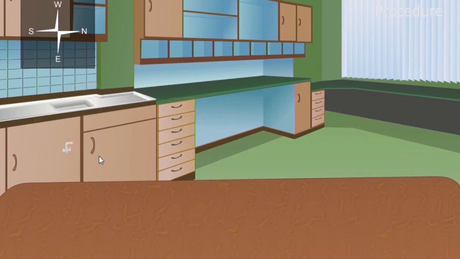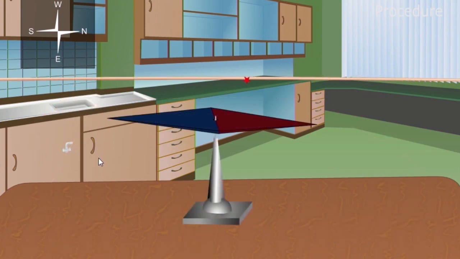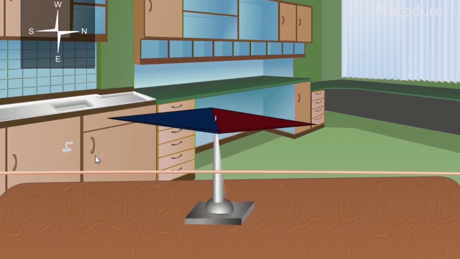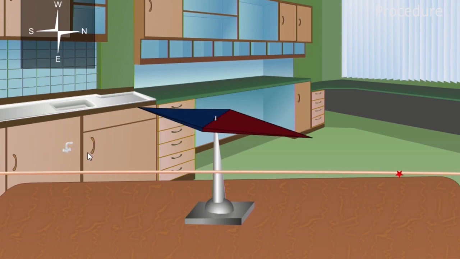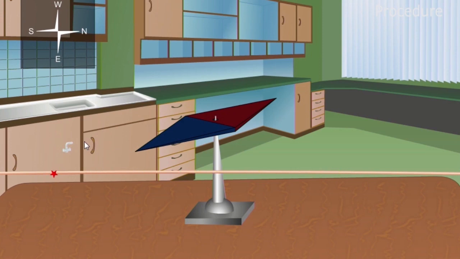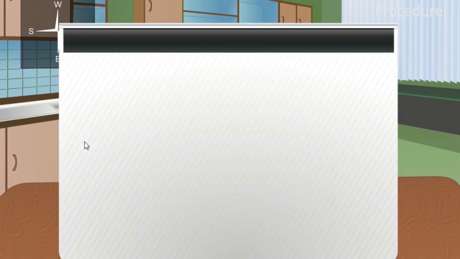Now if the wire is held above the magnetic needle such that the current is flowing from north to south, then the north pole of the magnetic needle deflects towards the east. If the wire is held below the magnetic needle such that the current is flowing from south to north, then the north pole of the magnetic needle deflects towards the east. And if the wire is held below the magnetic needle such that the current is flowing from north to south, then the north pole of the magnetic needle deflects towards the west direction, right?